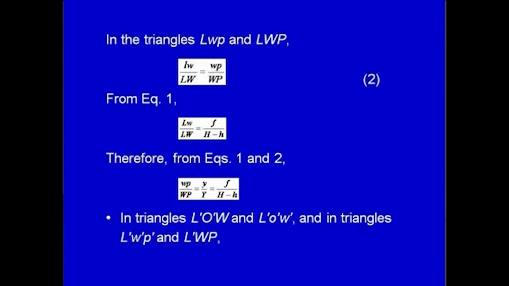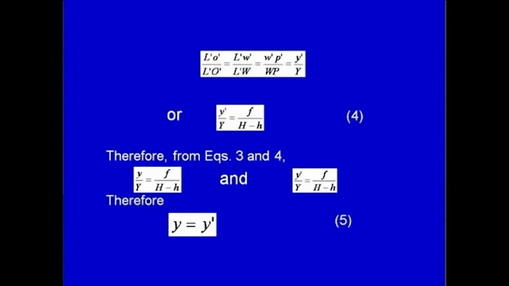In the triangles L dash o dash w and L dash small o dash w dash, and in the triangles L dash w dash p dash and L dash W P, the relationship L dash o dash divided by L dash capital O dash is equal to L dash small w dash over L dash capital W, which is equal to small w dash p dash divided by capital W P. This yields a relationship for y dash over capital Y, which is equal to f over H minus h.